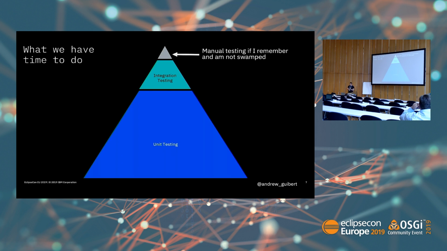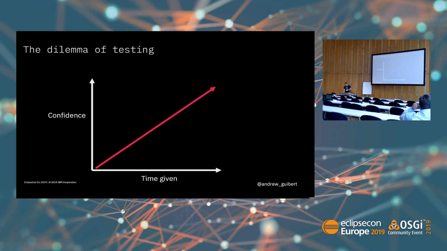So I want to look at why that is. I drew a little graph here. On the bottom, we have the amount of time we're given and the amount of confidence we have in our testing. I think it's a pretty safe assumption to say that the more time we're given to work on something, the more time we have to write tests, the more confidence we have that it works properly. But, of course, we have a fixed amount of time, so that's the amount of confidence we end up with in our testing.